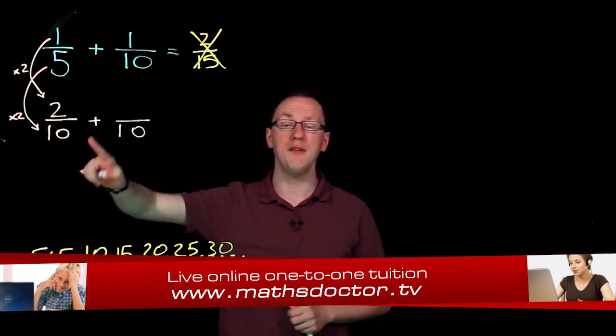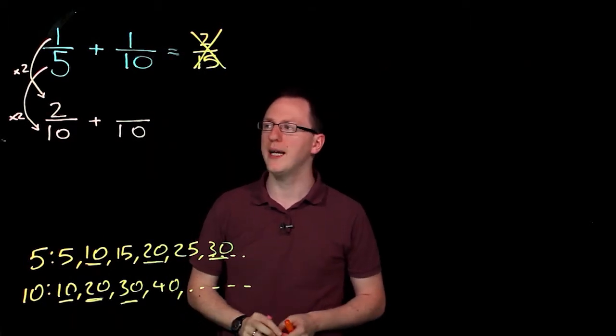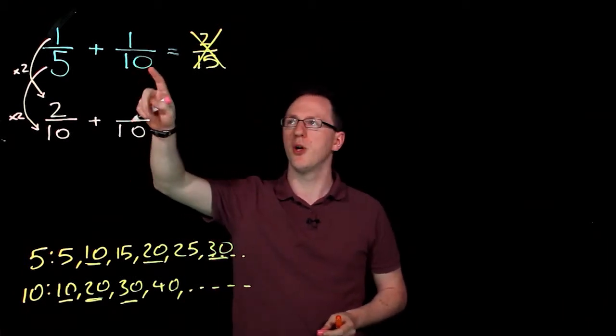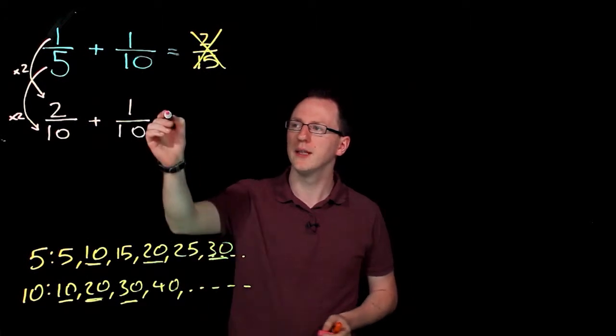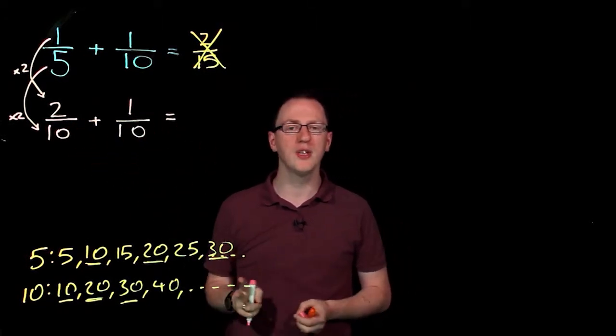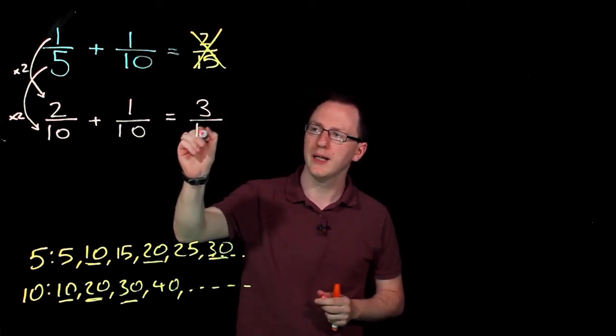1/5 is equivalent to 2/10. It's the same fraction, just written in a different way, with a different denominator. Now this one already has tenths in the bottom, so 1/10 is equivalent to 1/10. That's obvious, we can see that. So 2/10 plus 1/10, well if I got 2/10 and I add another tenth on, I've got 3/10.